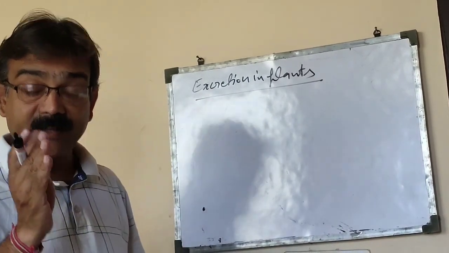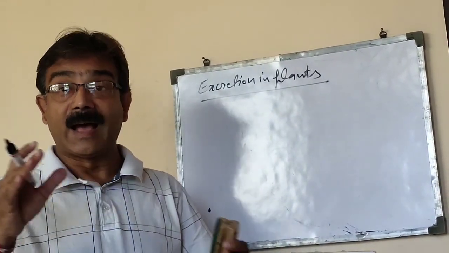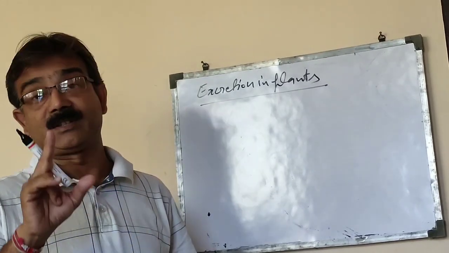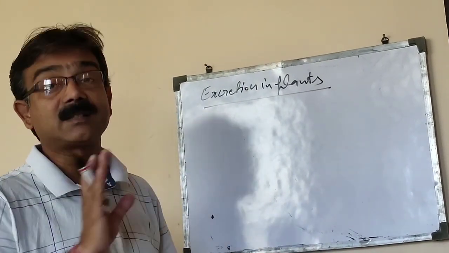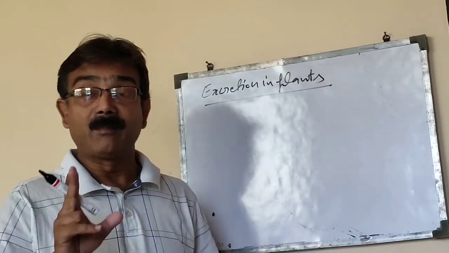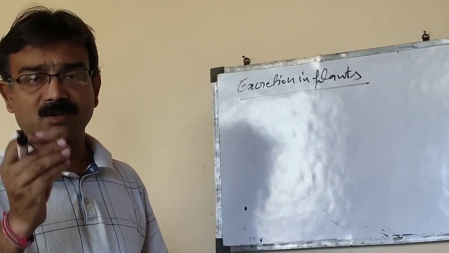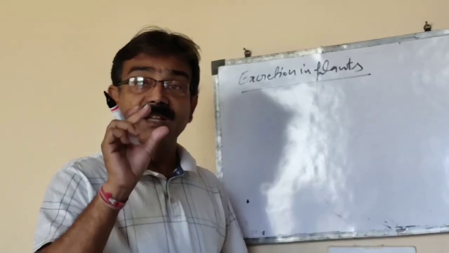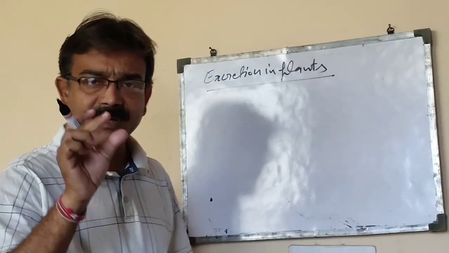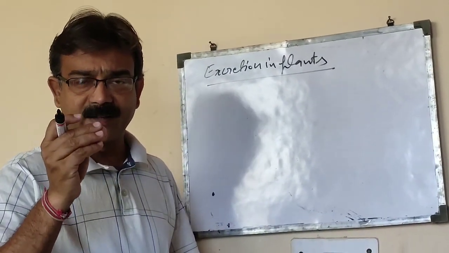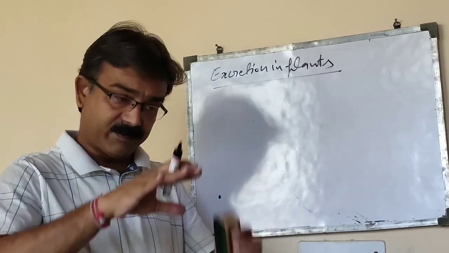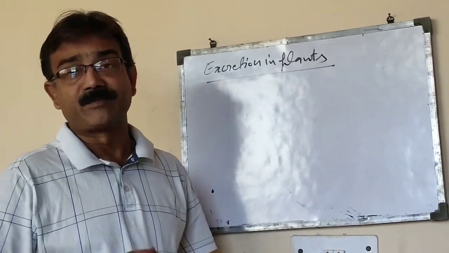So the energy needs of animals are very high. So they have a particular system for excretion that we have discussed earlier, the excretory system. But in plants, because of less energy needs and less complexity, they have a very simple type of excretory process. They don't have a particular excretory system.